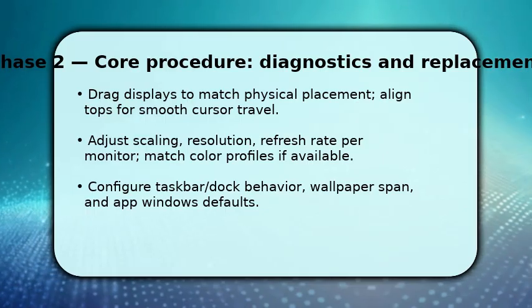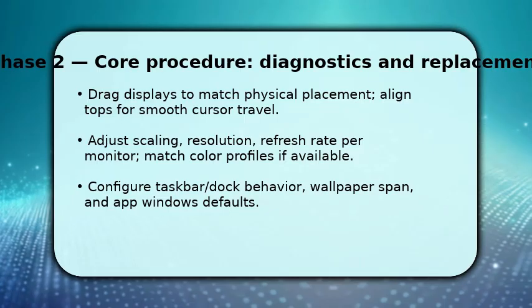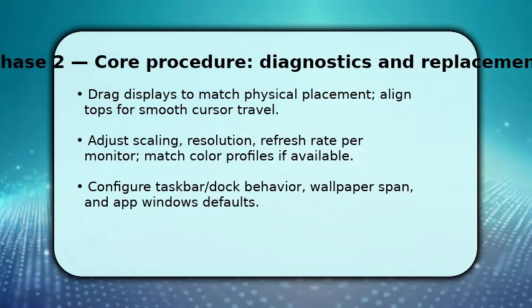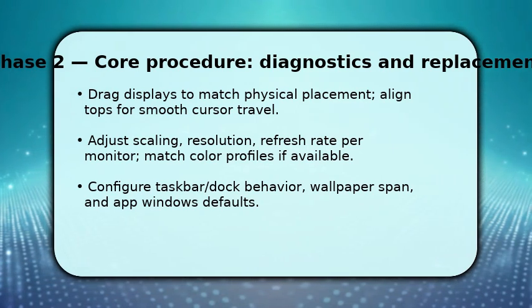Next, decide where taskbars or docks appear and whether wallpaper spans both screens. Make sure apps remember which display you prefer. This speeds workflow and reduces window shuffling.